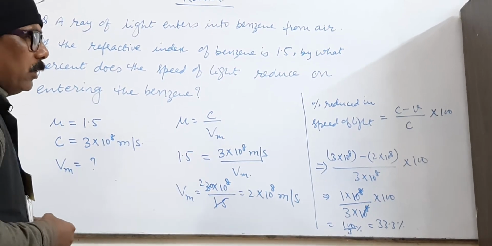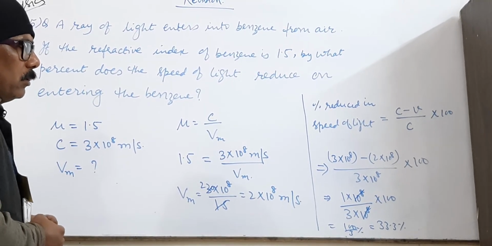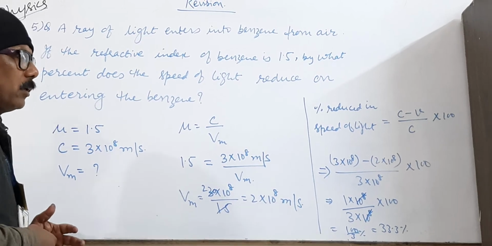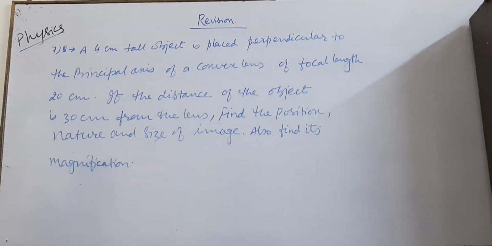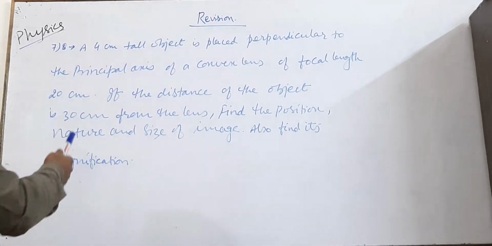Means when light rays enter from air to benzene medium, the speed of light reduces by what percent? By 33.3%. Now see, the next question is given here related to the lens.